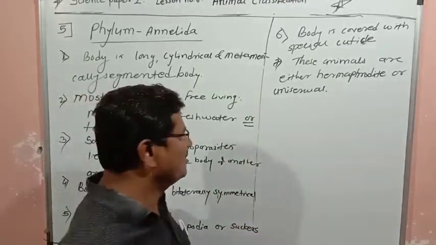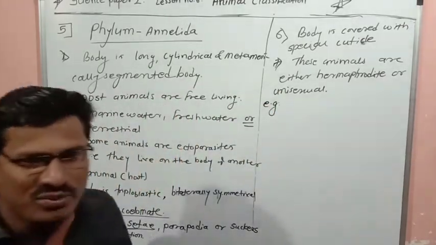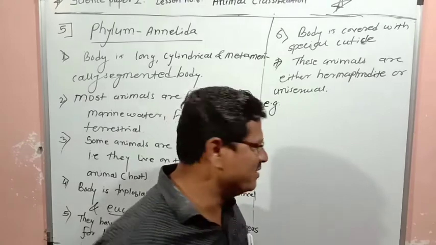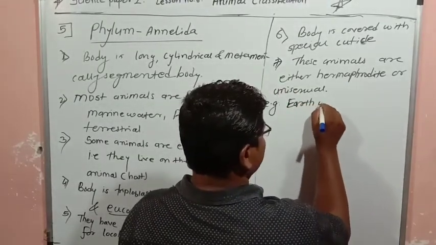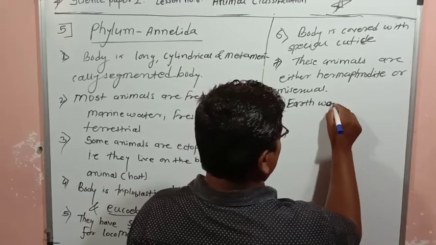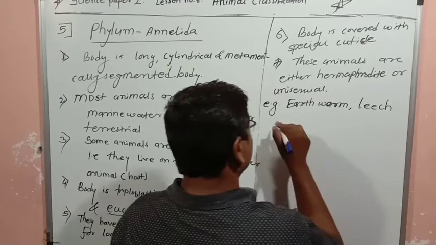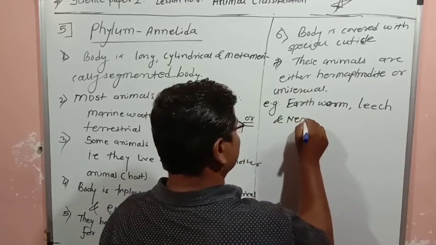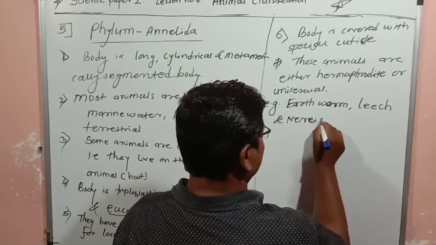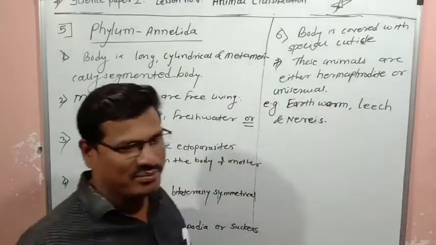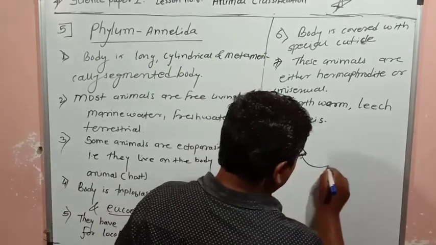And now the examples. What are the examples of the Annelida? Earthworm, leech, and Nereis. These are the examples. And in that, the earthworm's diagram you can draw this way.